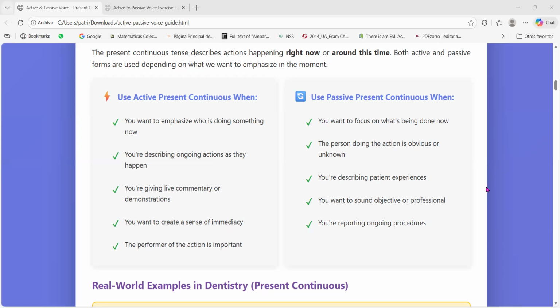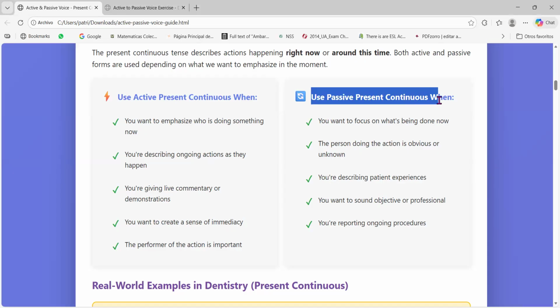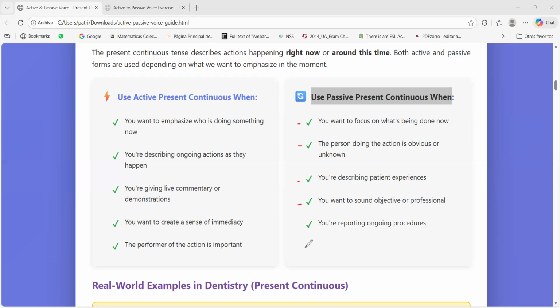My dear Daniel Flores, could you read use passive present continuous when? Yes, use passive present continuous when you want to focus on what's being done now, the person doing the action is obvious or you're describing patient experiences. You want to sound objective or professional, or you're reporting ongoing procedures. Yes, my dear, it is.